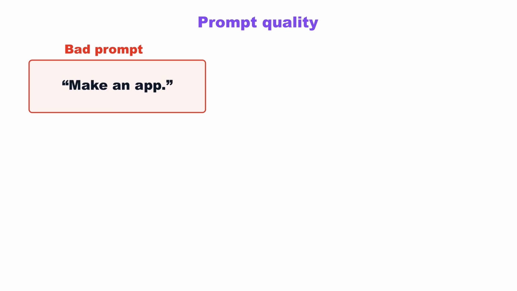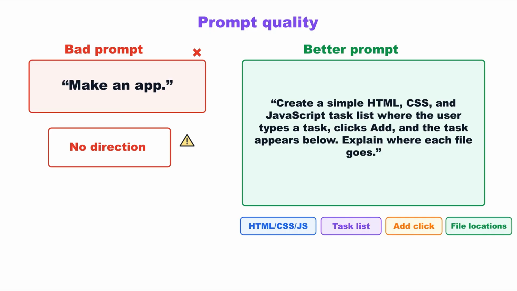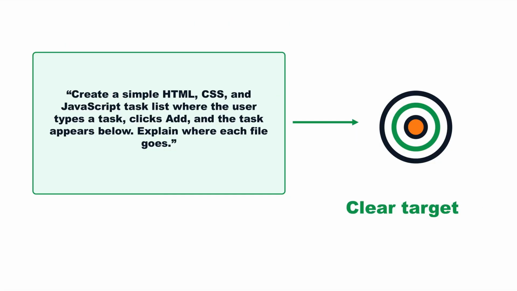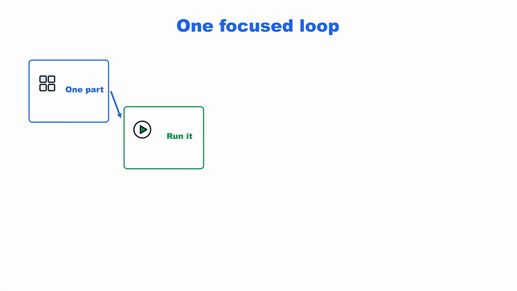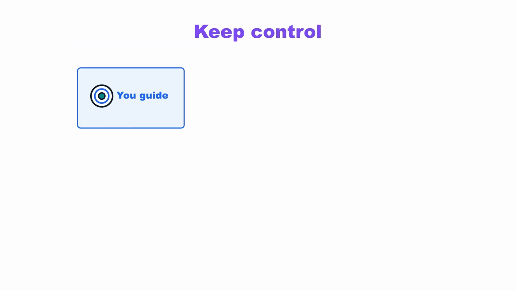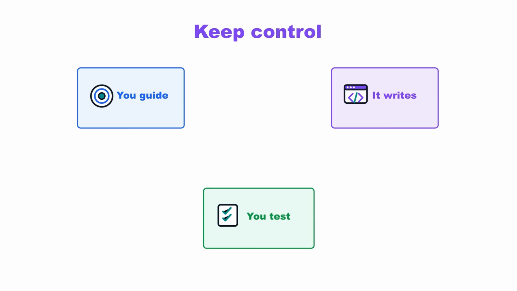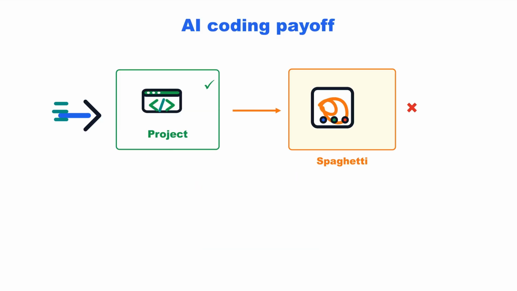Bad prompt, make an app. Better prompt, create a simple HTML, CSS, and JavaScript task list where the user types a task, clicks add, and the task appears below. Explain where each file goes. Now the AI has a clear target. The best workflow is not build everything, ask for one part, run it. Copy the error, ask for a focused fix. Test again. You guide. It writes, you test. That is how AI helps you build faster without turning your project into spaghetti with buttons.